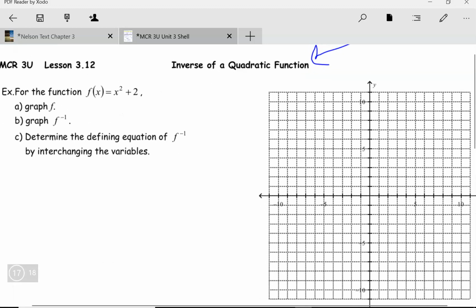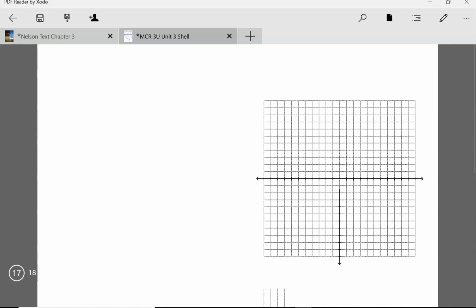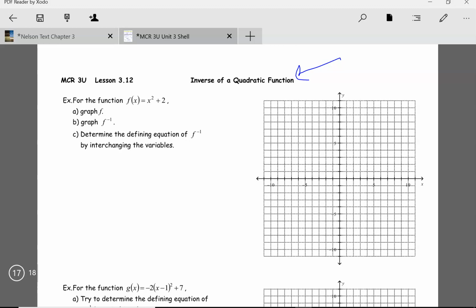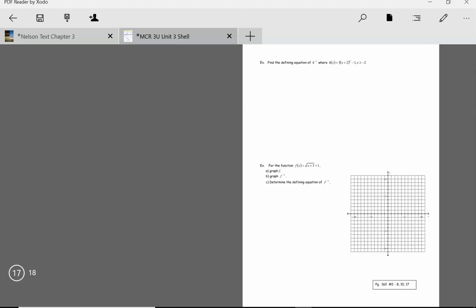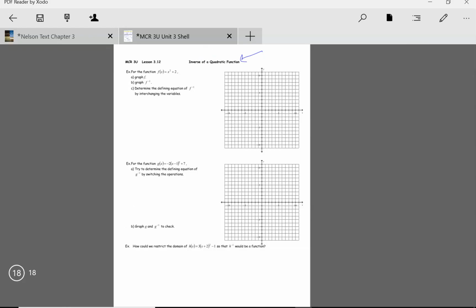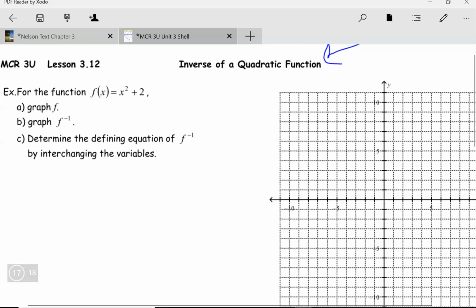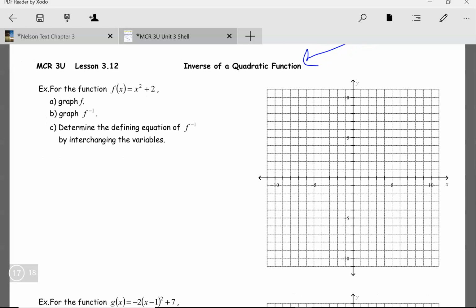3.12, inverse of a quadratic function. We're just going to quickly run through this lesson. There's a couple of homework questions here, but again, hopefully we're okay with doing inverse. This is technically part of the first unit, just kind of an extension into quadratics, but we've seen a lot of this stuff before.